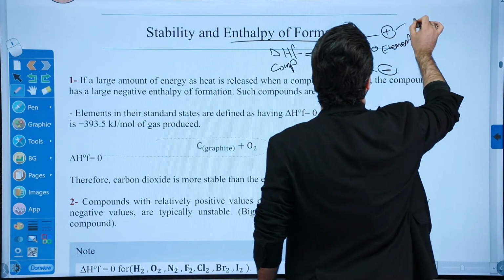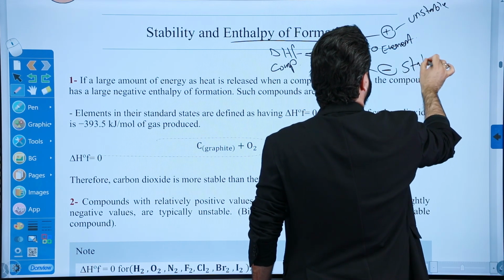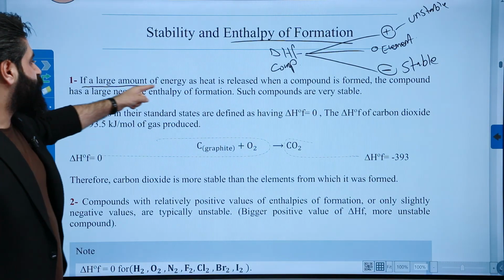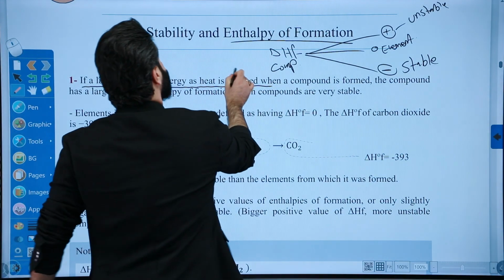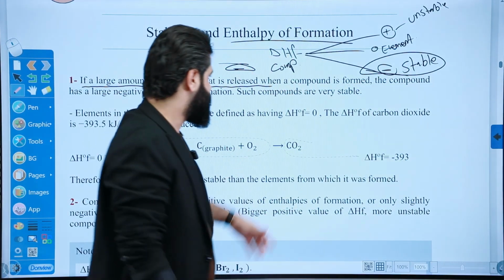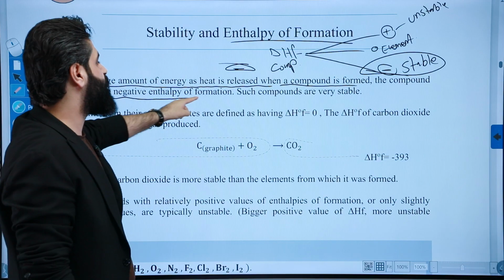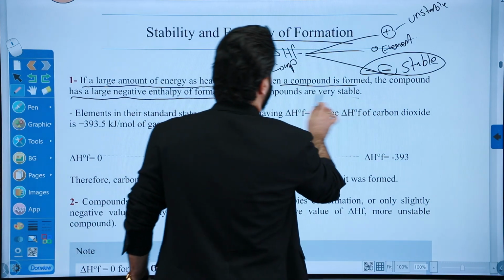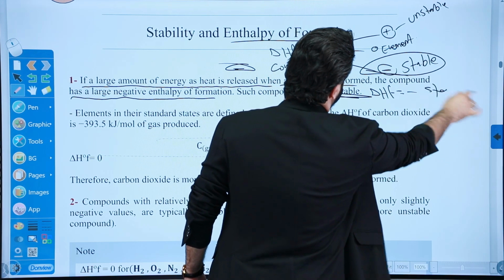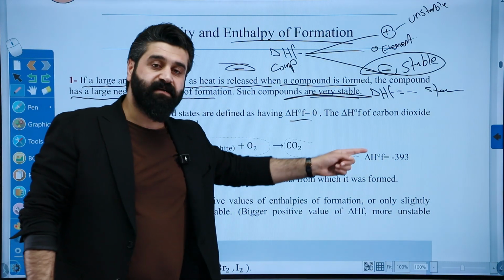If it's positive, the compound is unstable. If it's negative, the compound is stable. If a large amount of energy as heat is released, it means negative. It's exo. Exo results in a stable compound. Look, when a compound is formed, compounds that have large negative enthalpy of formation are very stable. So a compound with negative value of delta HF must be stable compared to the others, which have positive value. Good. And for the elements, enthalpy of formation is 0.